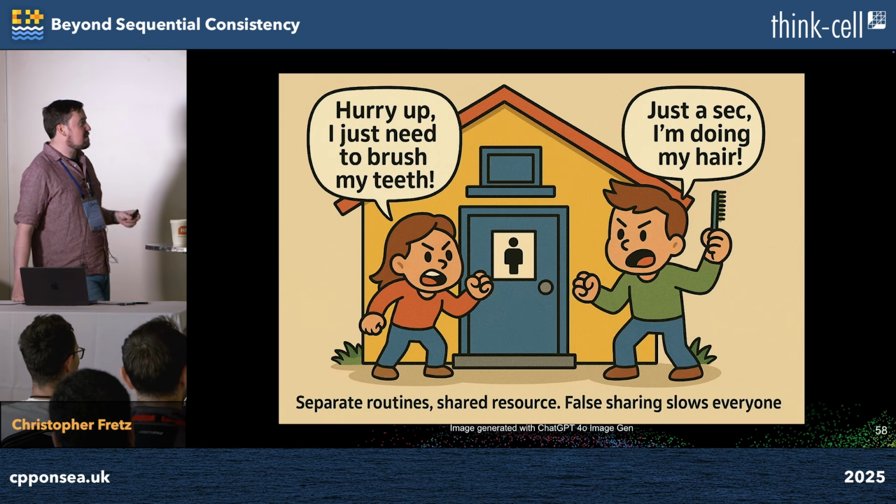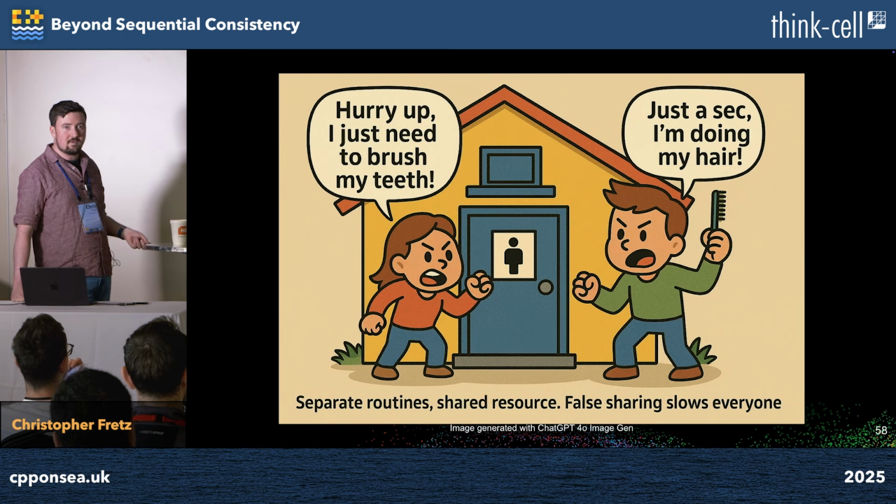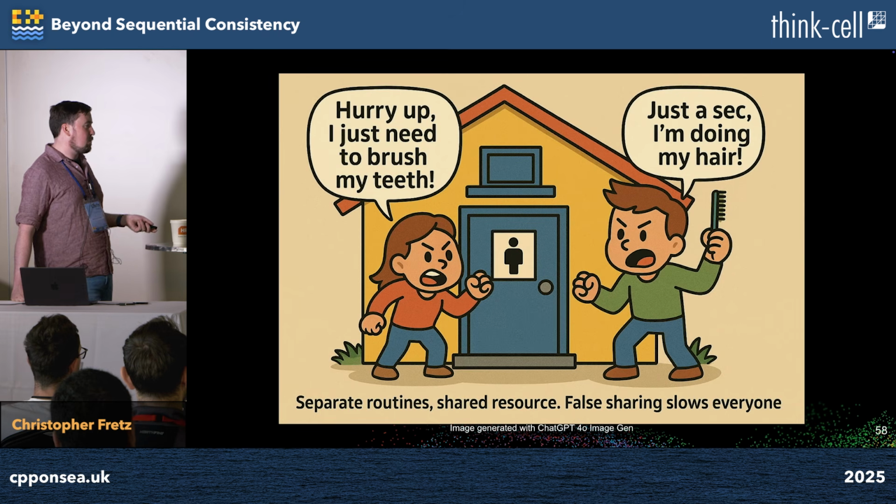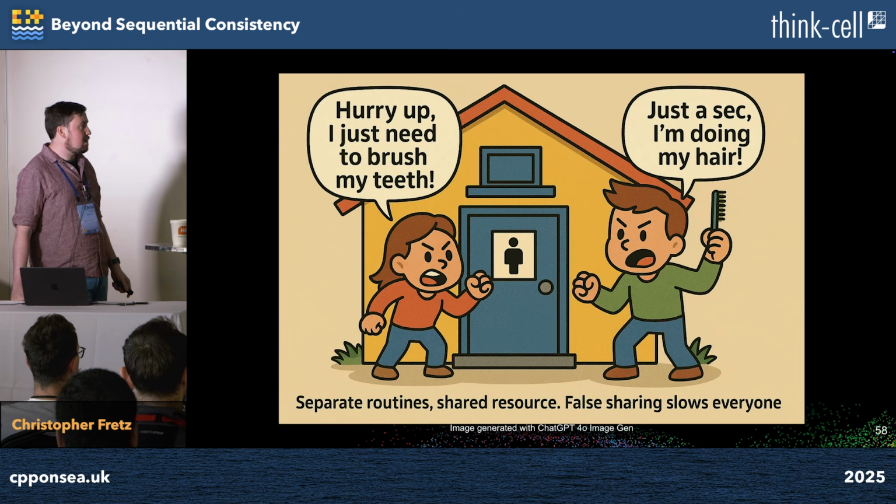The idea here is that we've got a brother and a sister that are both trying to do their morning routine. The brother's got to do his hair and the sister's got to brush her teeth. They're completely unrelated operations. There's no overlap in terms of the resource, no overlap in terms of what they actually do, but there's only one bathroom, and so they have to wait on each other. The tagline here is: separate routines, shared resource, false sharing slows everyone.